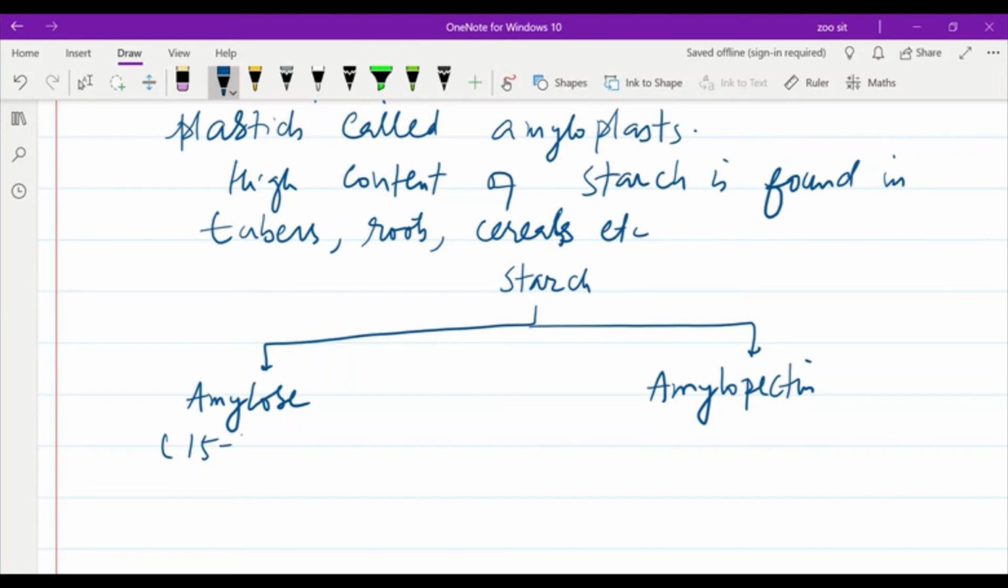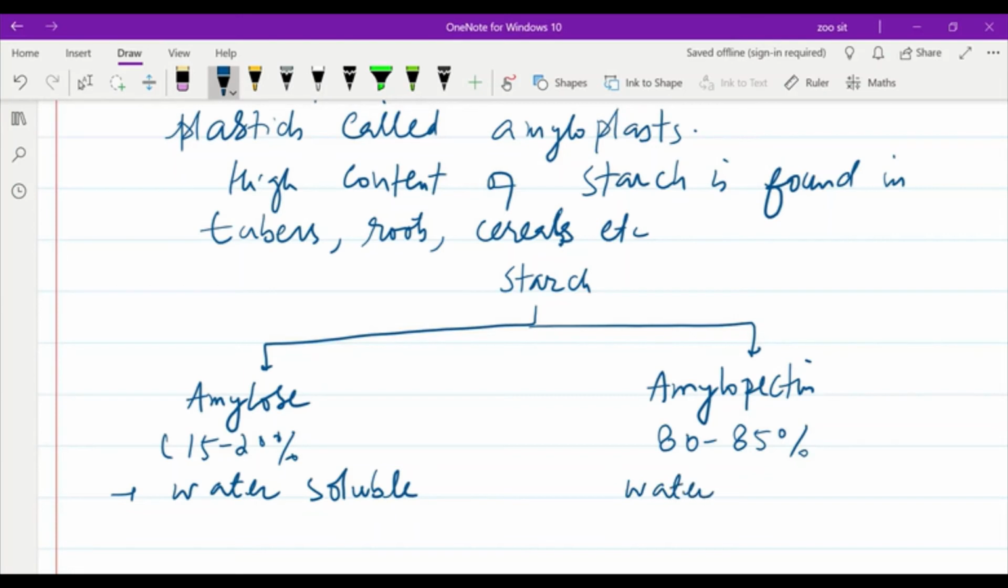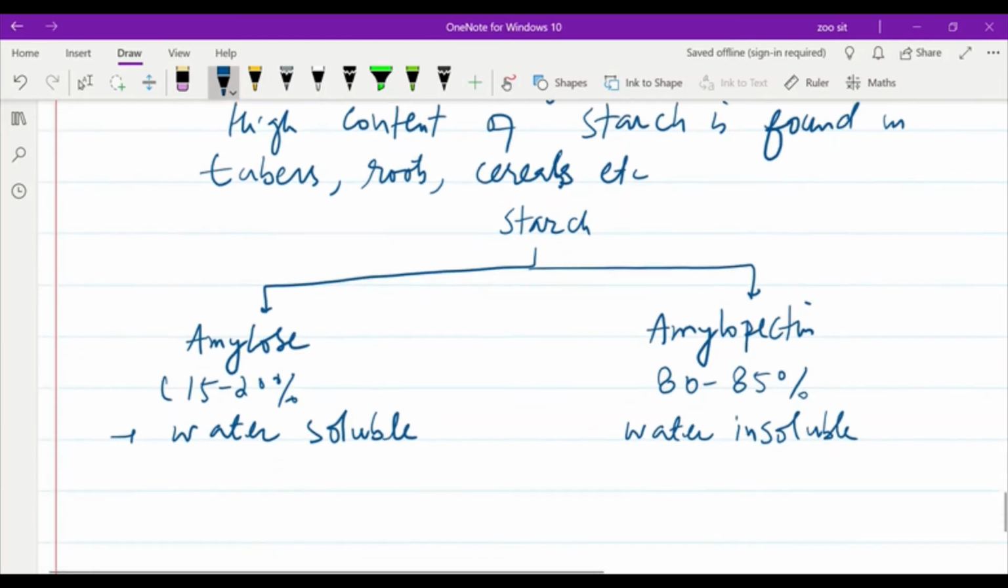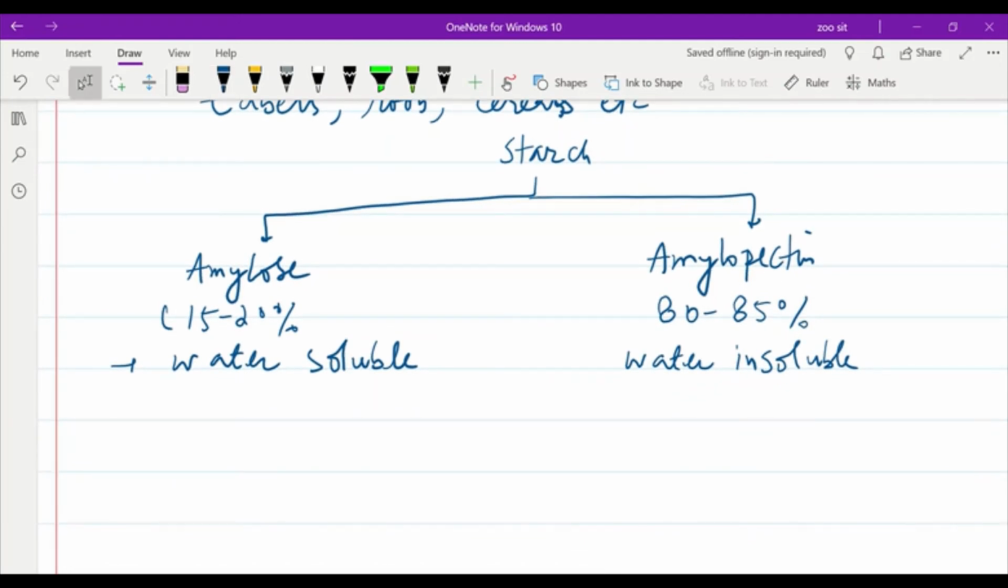Amylose is 15 to 20% of starch and is a water soluble component, whereas amylopectin forms 80 to 85% of starch and is water insoluble.